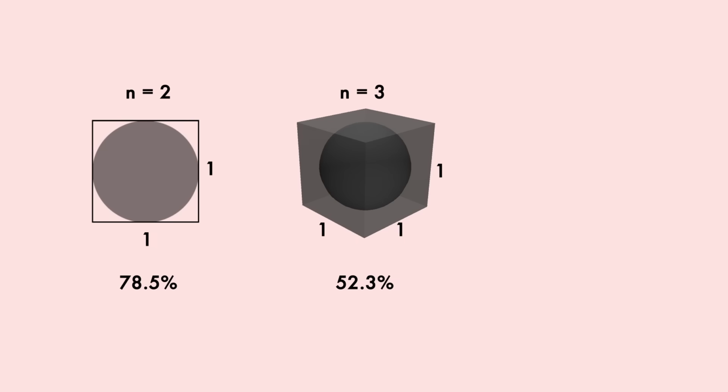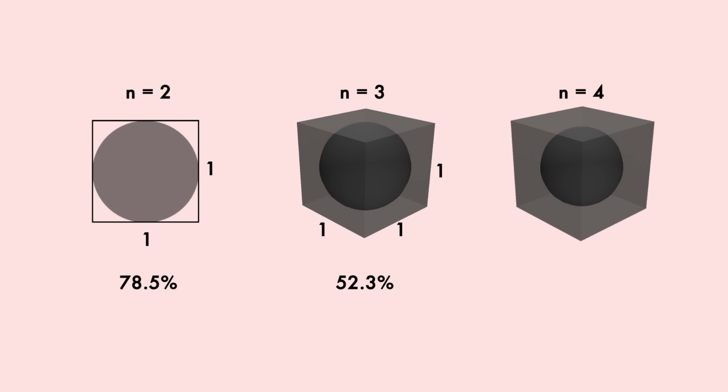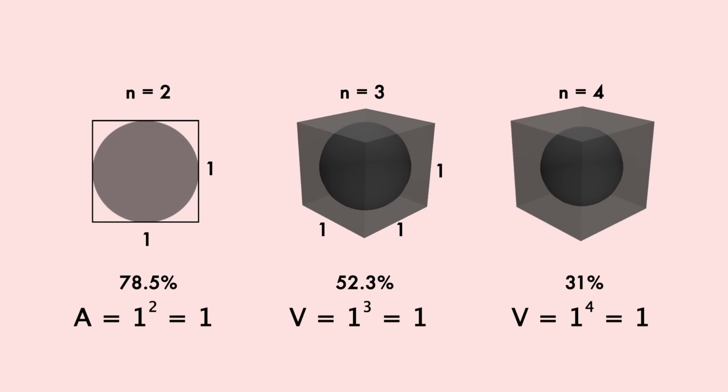If we go to 4 dimensions and embed a hypersphere inside a hypercube, the sphere only takes up 31% of that volume. But notice that the cube's volume is not changing as we move up in dimensions. For 2 dimensions, the area of the square is 1 squared, or 1. In 3 dimensions, the volume is 1 cubed, or 1. And in 4 dimensions, it'd be 1 to the 4th, or of course 1. Yes, we are comparing completely different units, so it's not the best physical comparison, but the sphere is taking up less and less of something that always has a volume of 1, thus the sphere's volume will go to 0.